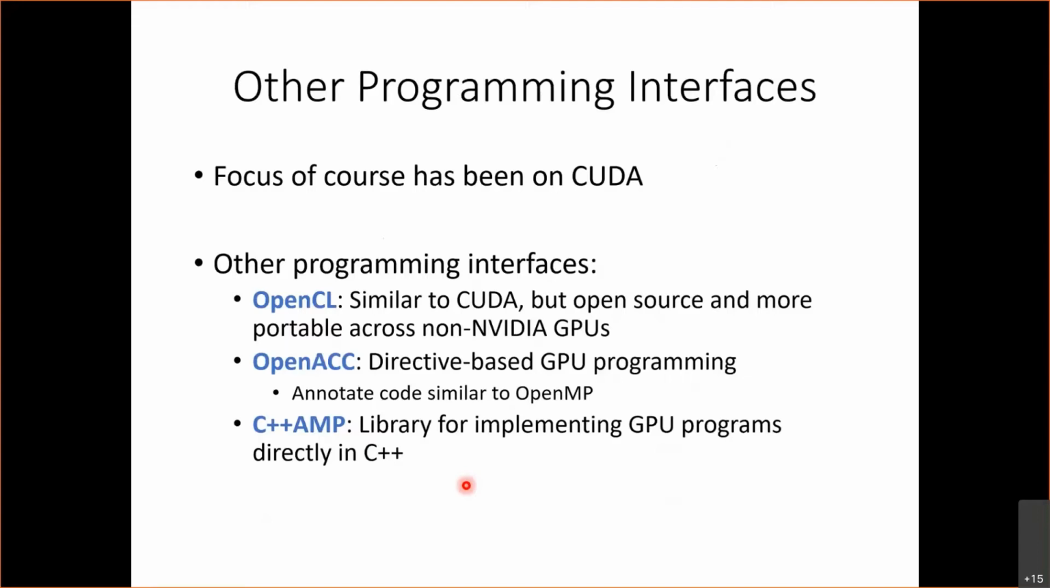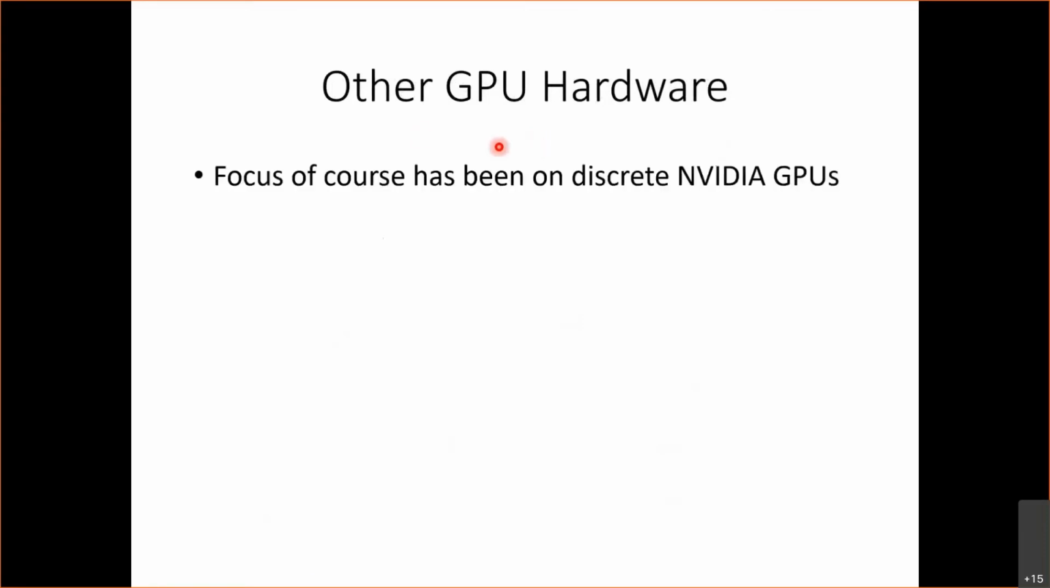Okay, the next topic is other GPU hardware. In the course, we've been focusing on CUDA, and we've also been focusing on discrete NVIDIA GPUs, meaning the GPUs that are manufactured by NVIDIA, which is a popular GPU manufacturing company. And by discrete, what I mean is GPUs that are not integrated with a CPU on the same chip. You have a GPU that is a chip that is separate from the CPU. That's what I mean by discrete. The GPU is its own independent chip.